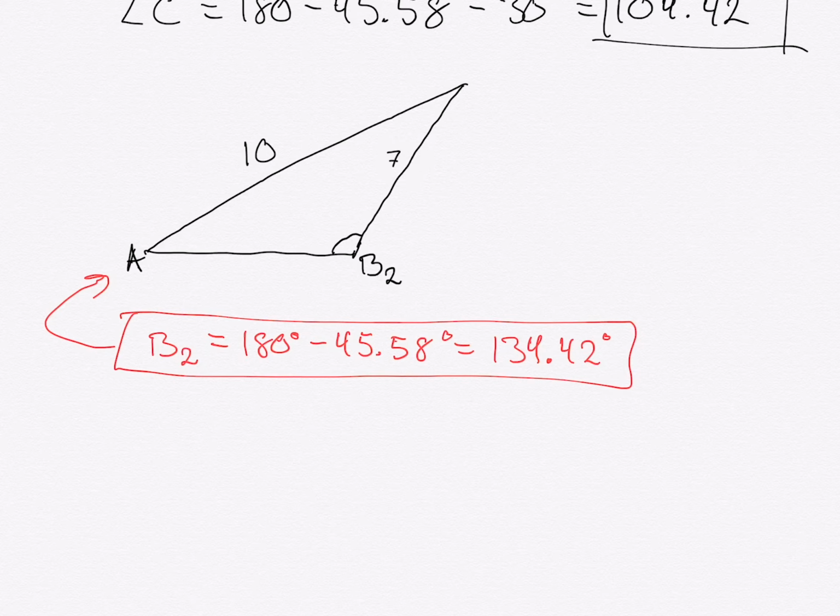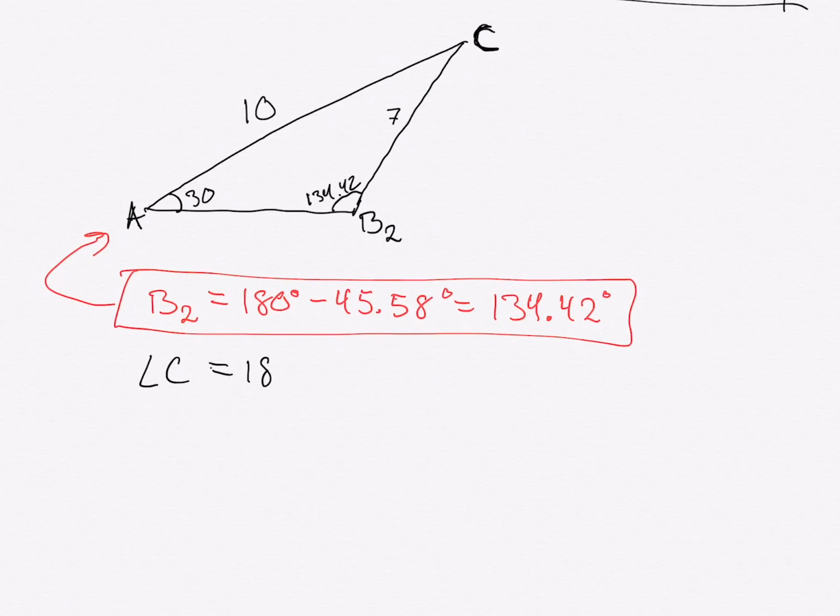This angle measure, however, we just determined is 134.42 degrees. This angle, the original angle A, is still 30 degrees, which means that angle C up here in the top right can be found the same way we found it in the last triangle, which is subtraction from 180. I've got 180 minus angle A at 30 degrees minus the new angle B2, which is 134.42 degrees. And jump into the calculator.